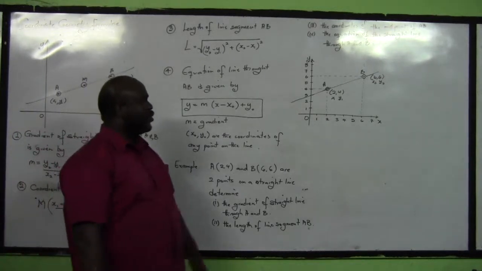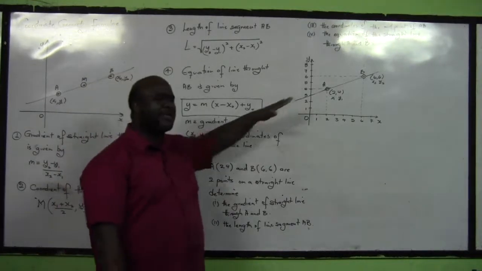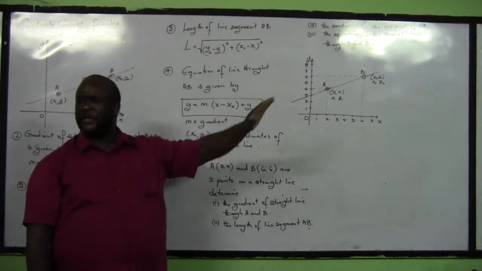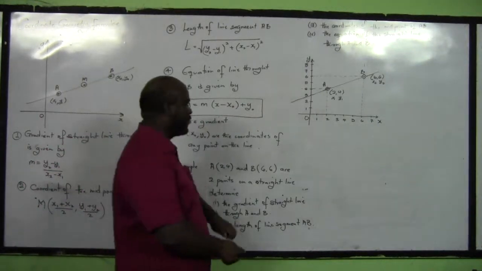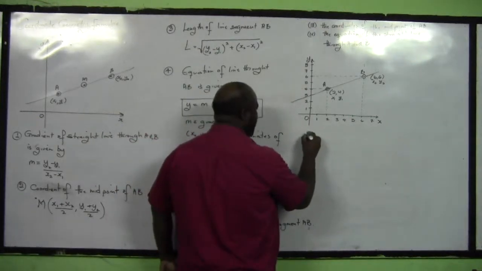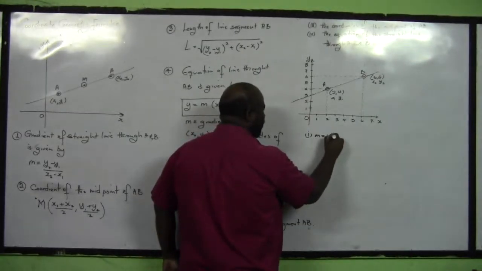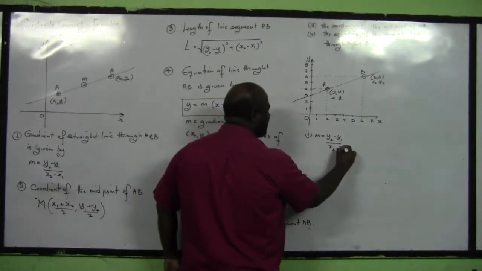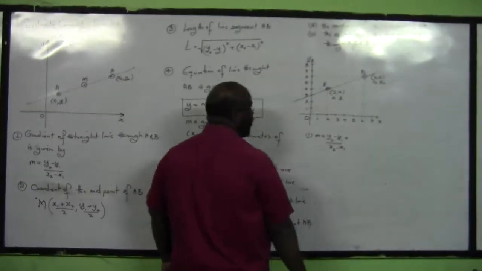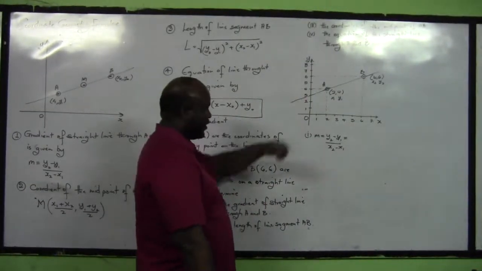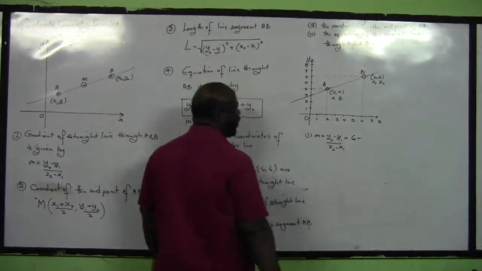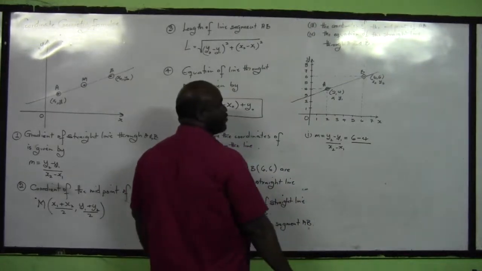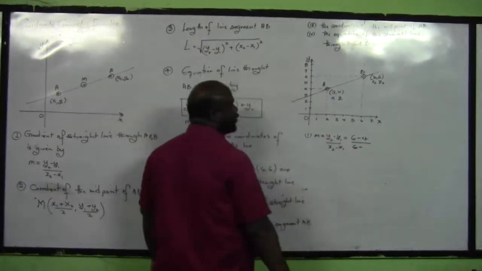Before I start, do you expect the gradient of this line to be positive or negative? Positive, because if a line slopes like that, its gradient is positive. Let us see if we're going to get a positive. So m is equal to y2 minus y1 over x2 minus x1. Tell me, what is y2? 6. So this is 6 minus, what is y1? 4. Over, what is x2? 6. Minus, what is x1?